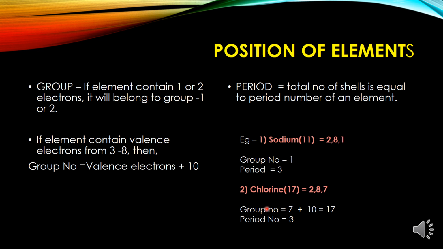Chlorine. The electronic configuration of chlorine is 2, 8, 7. The number of valence electrons is 7. So what we will do is take this 7 and add 10 to it. We get its group number, which is 17. And the period number is equal to the total number of shells. It has 3 shells. That is why its period number is 3. I hope, children, I am clear. So children, this is all about your chapter number 3, and chapter number 3 ends here.